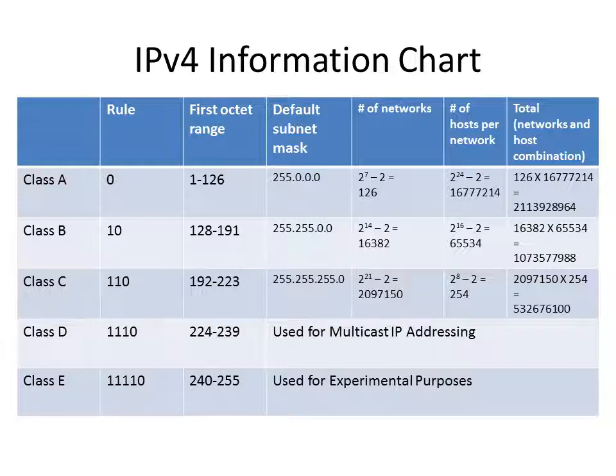The number of hosts per network is 65,534, and it comes to roughly a billion point one total network and host combination.